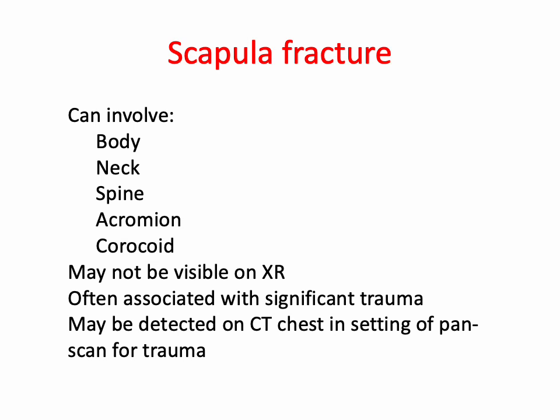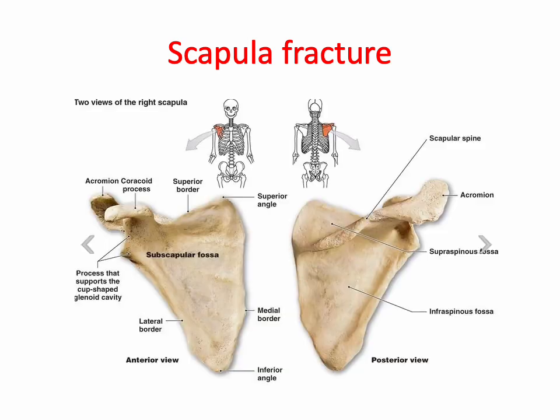So clavicle, rib, sternal fractures, spinal fractures, pneumothoraces, lung contusions, or brachial plexus injuries. Most commonly seen on CT chest in the setting of a trauma pan scan.